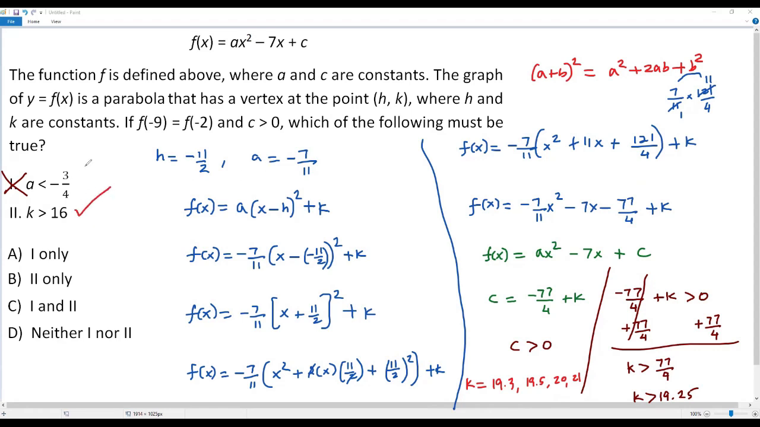In the given two statements, only the second statement is true. In the given answer choices, we have to find the one where we get only the second statement. That is in answer choice B. Therefore, the correct answer choice for this question is B.